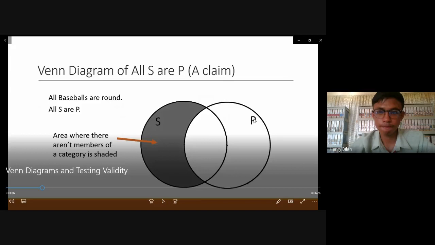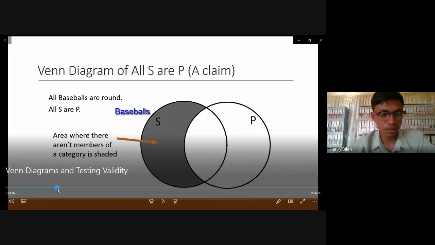Sir, paano pag baliktad? All P are S? Hindi, baliktad din natin. Ganun lang din. Babaliktad lang din. Ito ang isa-shade natin.